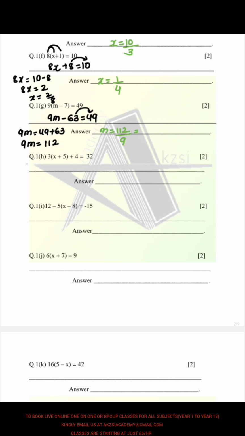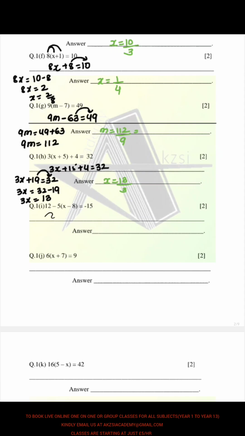Next is, again, about expanding. So 3 times x is 3x. 3 times 5 is 15 plus 4 equals 32. Let me simplify it further. So 15 plus 4 is 19. So 3x plus 19 equals 32. Now transposing 19, 3x equals 32 minus 19. And 32 minus 19 is 13. So finally, dividing both sides by 3, I will get x equals 13 over 3.